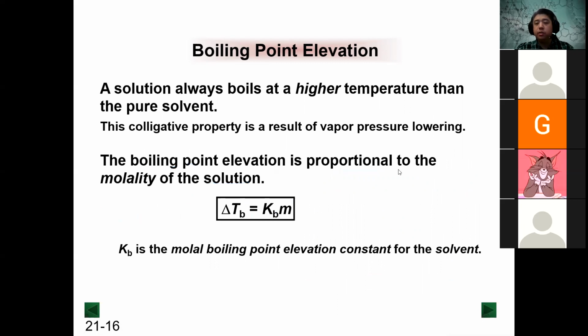Any questions? Professor, can you just stay on the side for one more minute for me to copy it down, just to double check? Sure.